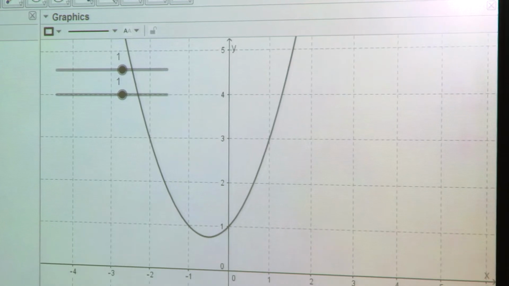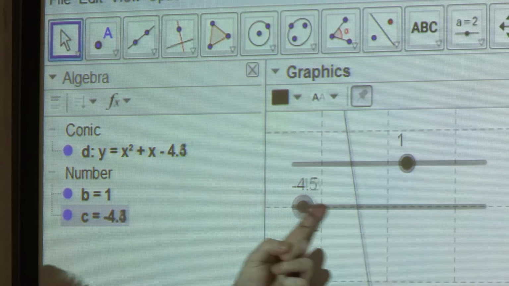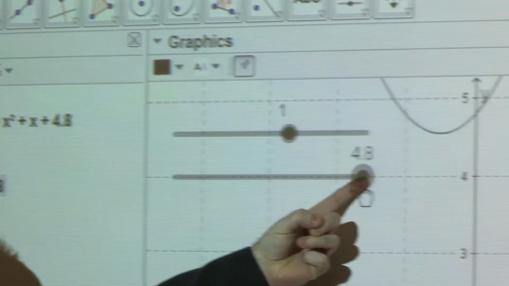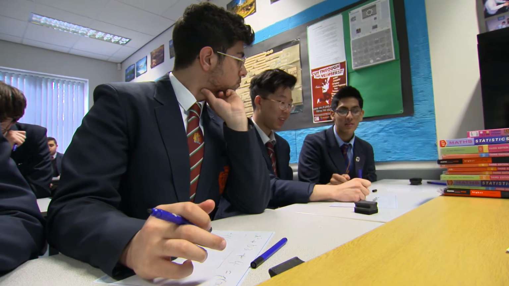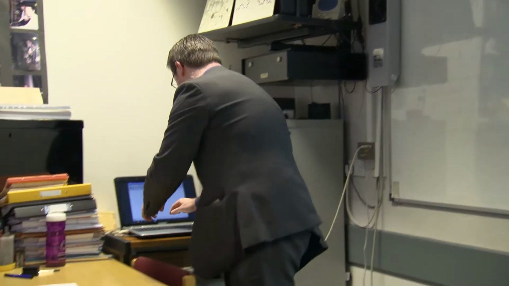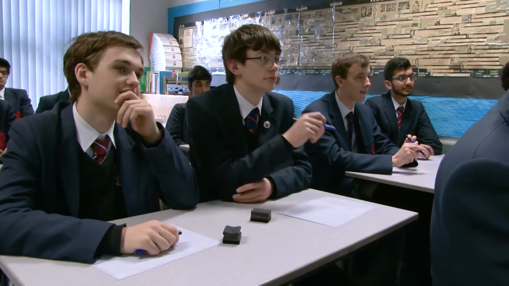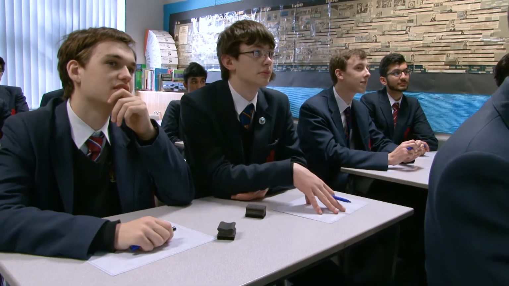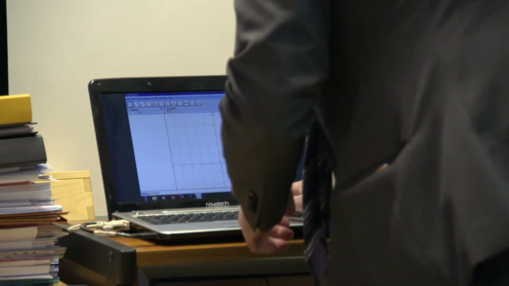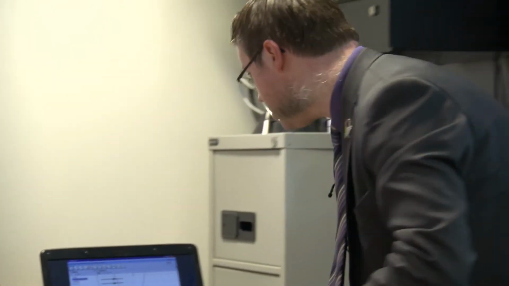This video will demonstrate how using mathematical software that features the ability to vary parameters in a family of curves can help students develop their understanding of functions and graphs. Here, you will see a teacher using graphing software to investigate how varying b and c affects the graph of y equal to x squared plus bx plus c. Give us some sliders as well.